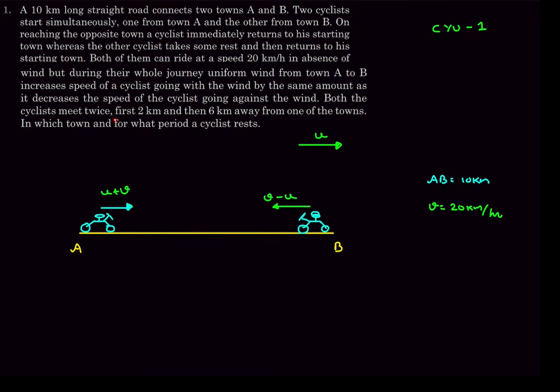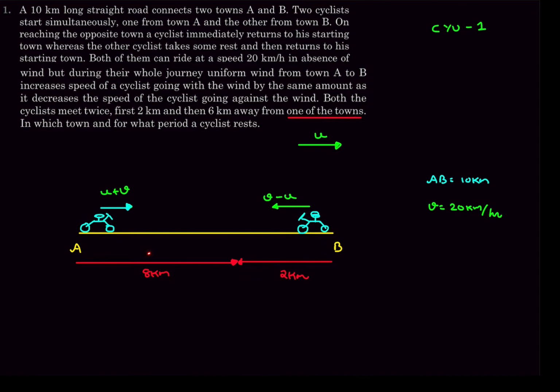Now it's given that they first meet at a distance of 2 kilometers from one of the towns. This one of the towns that they're talking about will obviously be town B. So now obviously the first cyclist will cover a greater distance, and the distance is going to be 10 minus 2 kilometers, which is 8 kilometers. So the town that they're talking about here is town B.